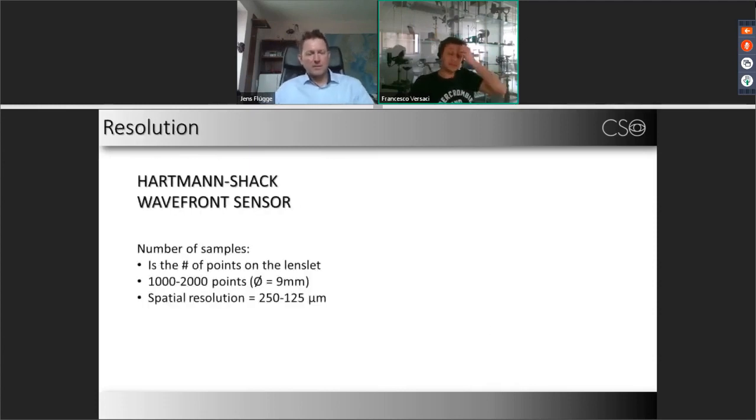So let's start comparing the resolution of the two systems. The resolution of the Hartmann-Shack is pretty simple to calculate, because it's simply the number of lenses of the lenslet. So if I'm mounting the lenslet with 1,000 points, I'm going to have 1,000 samples. Very simple. And usually the spatial resolution, if we consider a 9mm pupil, is between 250 and 125 microns, according to the number of points, sure.